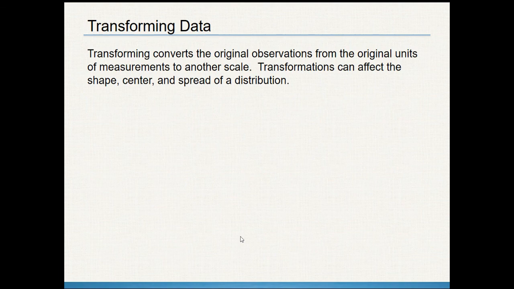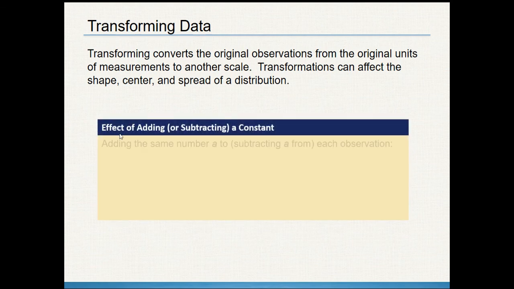All right, so what happens when we transform data? When we start manipulating the data values by adding a constant, subtracting a constant, multiplying or dividing by a constant, what happens? There are changes that can be made to the shape, center, and spread of the distribution. So first we'll say adding or subtracting a constant.